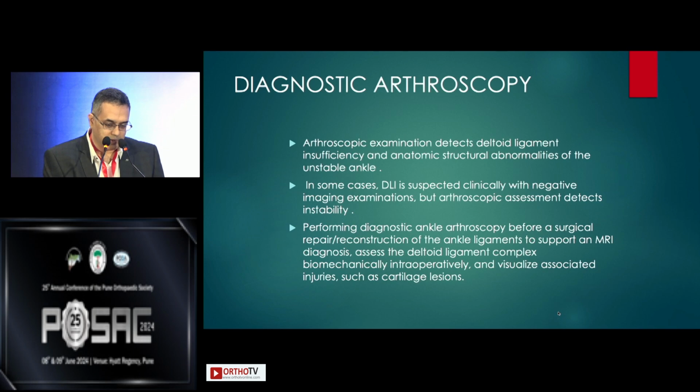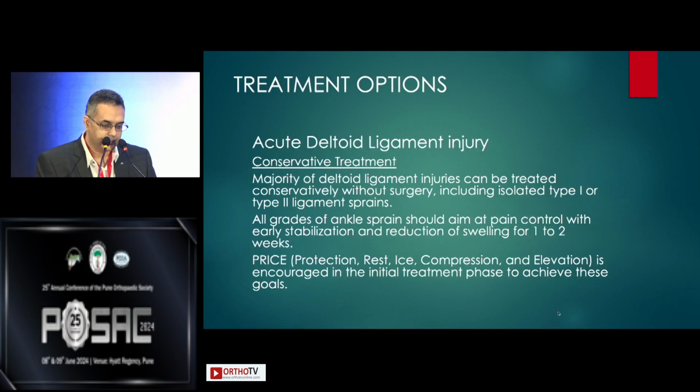Diagnostic arthroscopy can be done. It detects the deltoid ligament insufficiency and anatomical structural abnormalities of the unstable ankle. We can also visualize the cartilage status. Treatment options for acute deltoid ligament injury.